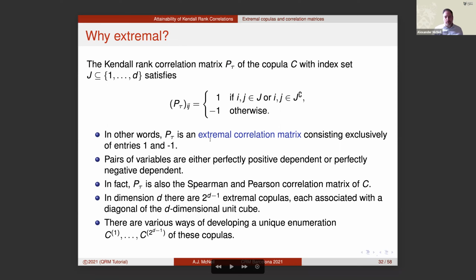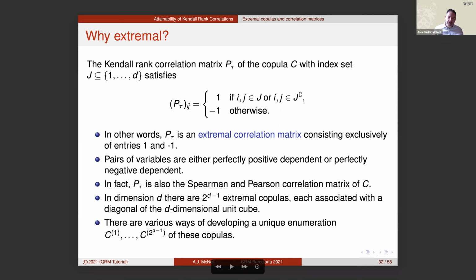So it's extremal because all of the correlations are either 100% or minus 100%. Pairs of variables are either perfectly positive dependent or perfectly negative dependent. So every pair is either comonotonic or counter-monotonic. That's why they're very extreme kinds of copulas. They're the most extreme copulas that you can get in this family. And in dimension D, there are precisely 2 to the D minus 1 such copulas.